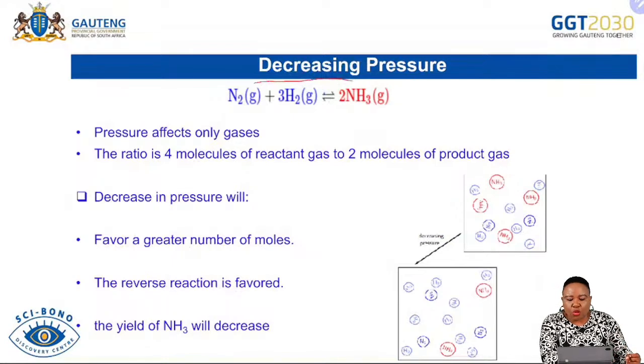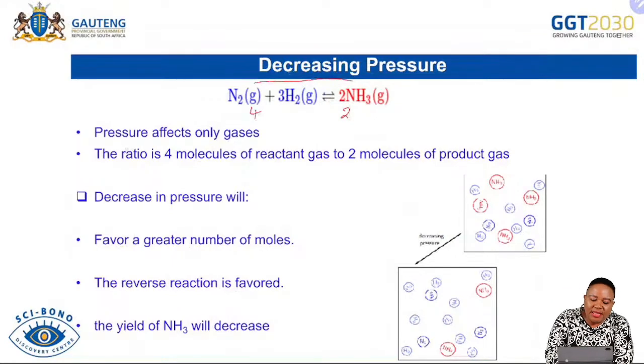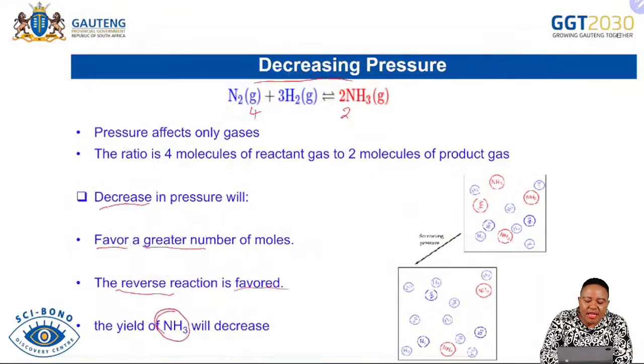But now when you decrease pressure, you expect the system to favor the reaction with a larger number of moles. So obviously the larger number of moles is the number of moles of our reactants. So it means the decrease in pressure will favor the side with greater number of moles, and the reverse reaction will be favored, and definitely the yield of ammonia will decrease.